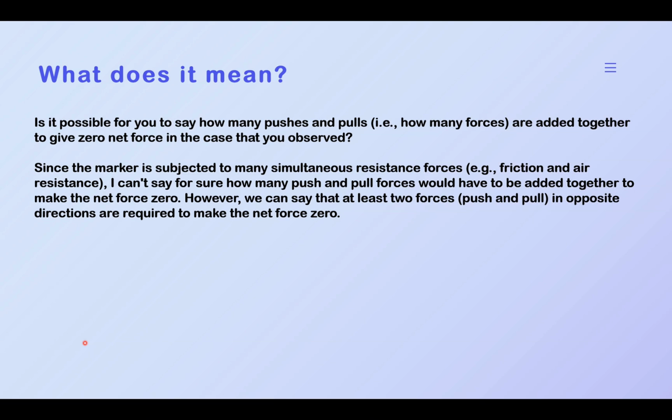Since the marker is subjected to many simultaneous resistance forces, like friction and air resistance, I can't say for sure how many push and pull forces would have to be added together to make the net force zero. However, I can say that at least two forces, push and pull in opposite directions, are required to make the net force zero.